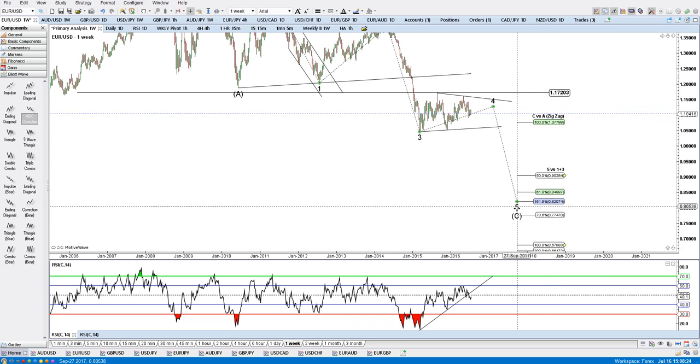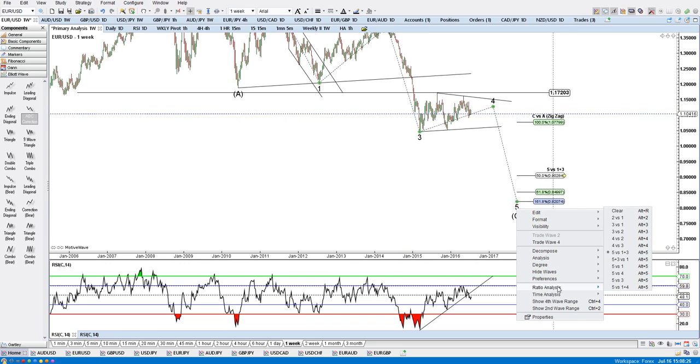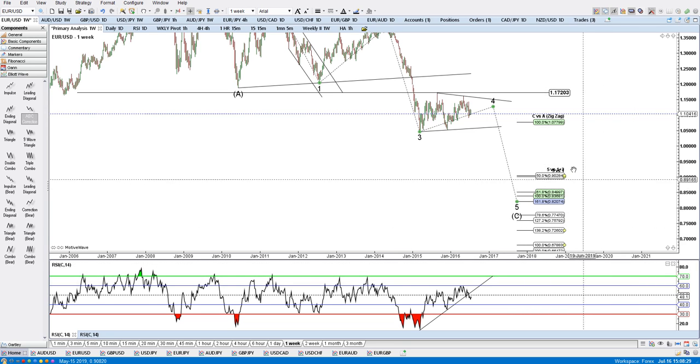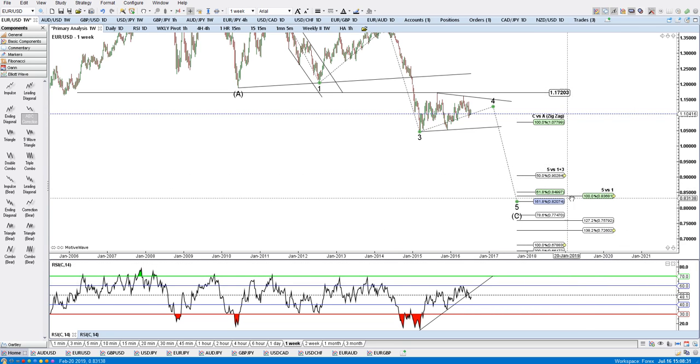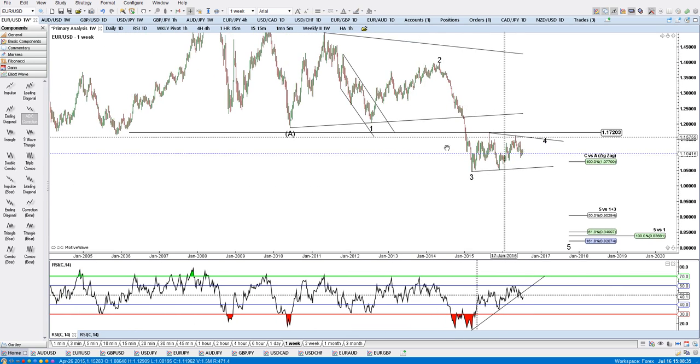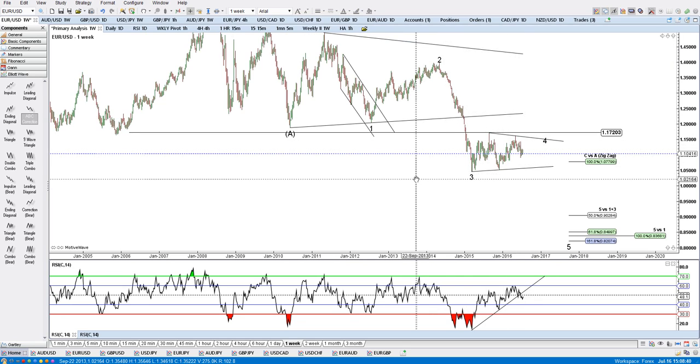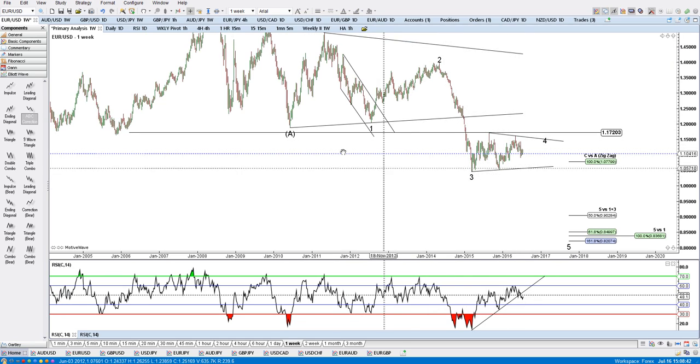I'm going to pin that there for a second. 5 versus 1, almost the exact same spot. So we'll see how it plays out, but I am still looking at this as a triangle, whether it's a 4 or a B, yet to be determined.